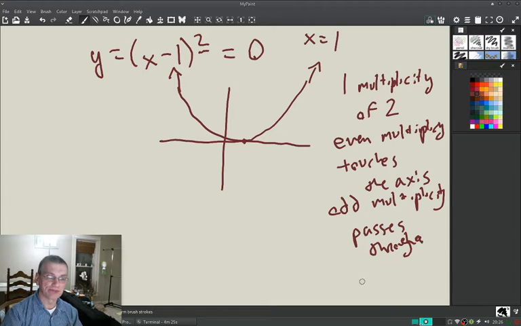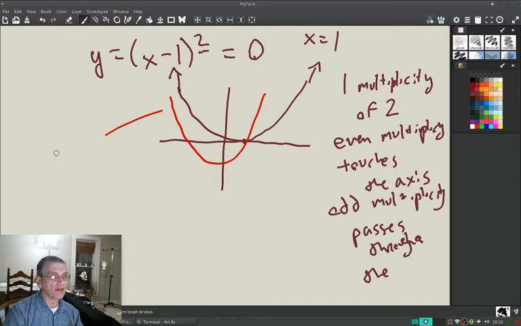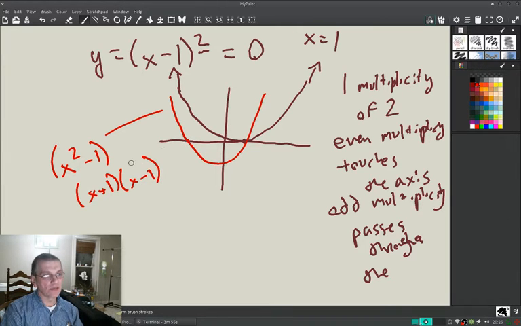Through the axis. So the previous one had zeros of multiplicity 1. They passed through the axis. Remember, I'll just throw it here to remind you. It went through 1 anyway. So if you had this red one, x squared minus 1, which ended up being x plus 1, x minus 1, these each had a multiplicity of 1.